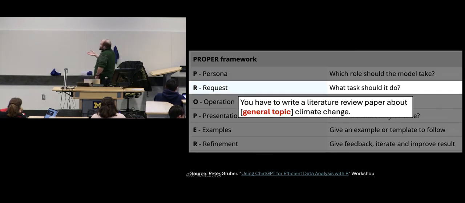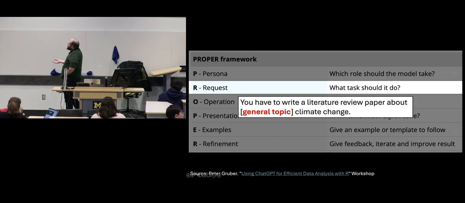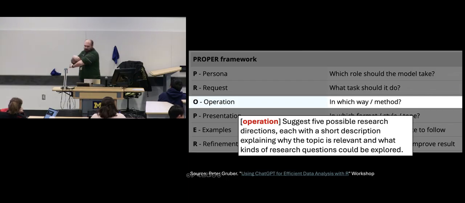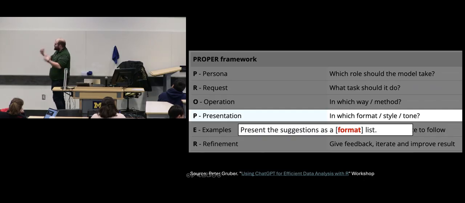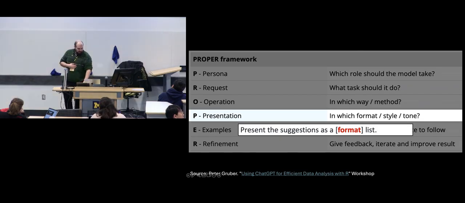You want to state your request very clearly. What's the task that you are doing? You have to write a literature review paper about climate change or some general topic. What's the methodology? Just 5 possible research directions, each with a short description. So how is it going to operate? You want that to be as specific as possible. What is the presentation? What's the style, the tone, or what is the output going to look like? How are you going to present the results? So maybe present it as a list.